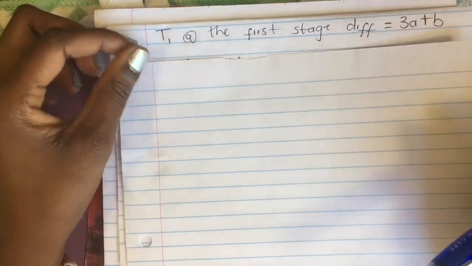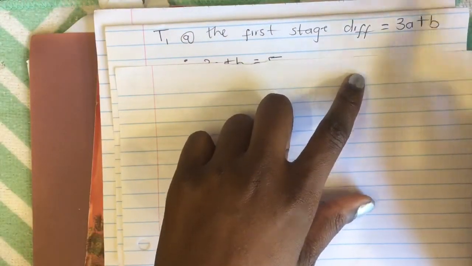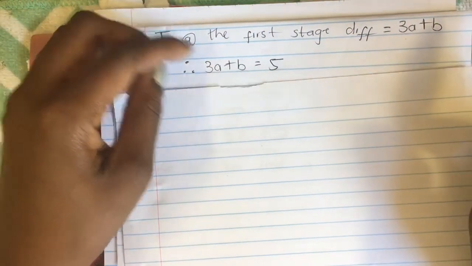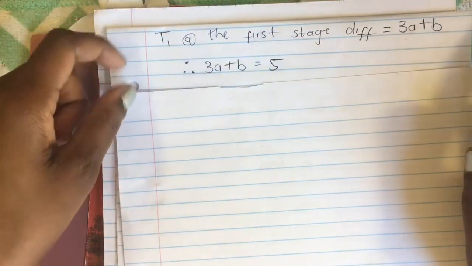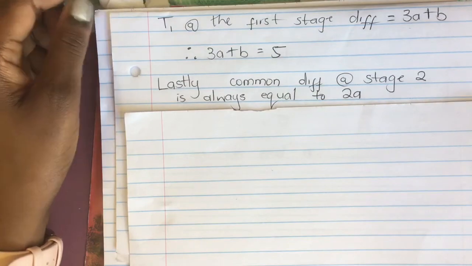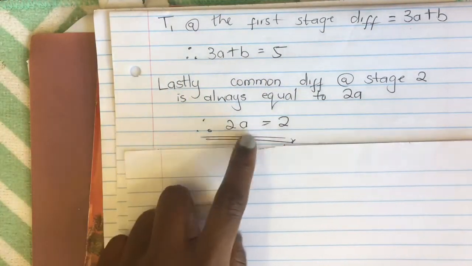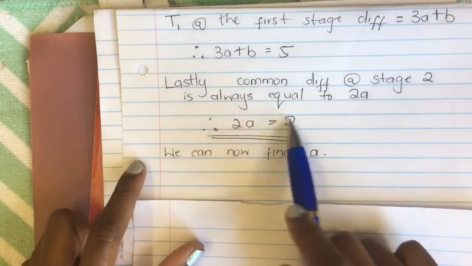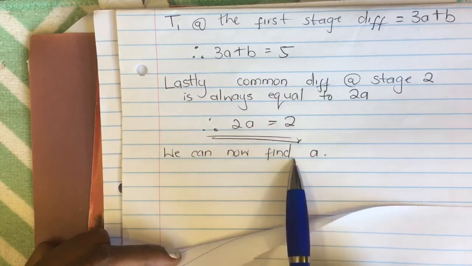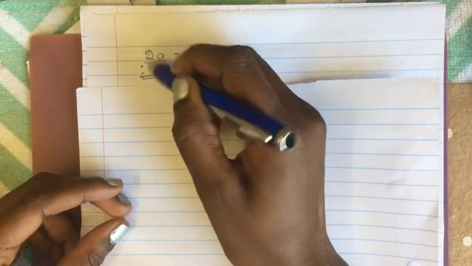So the first stage difference here, 3a plus b, is equal to 5, because we calculated 5. And lastly, the common difference at stage 2 is equal to 2 and is always equal to 2a. So 2a is equal to 2. We can now find that a is 1: divide by 2 on both sides, getting 1, so a is equal to 1.